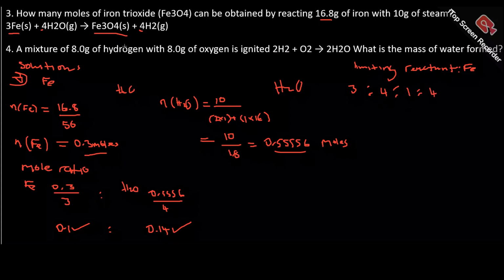Then what are you going to do? Go back to the question. How many moles of iron trioxide? Okay, ask yourself, what is the mole ratio or the coefficient of iron trioxide? 1. Have you been given the number of moles? Definitely no, so put x. Go back again. What have you been given? We're using the limiting reagent, which is iron. So you go back to the equation. What is the coefficient of iron? 3.